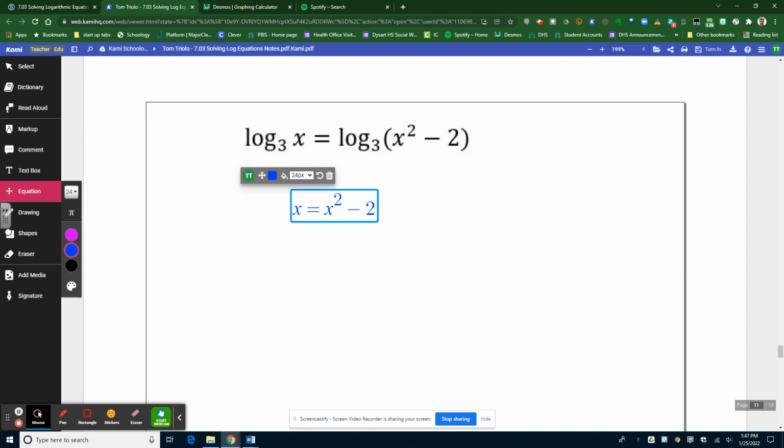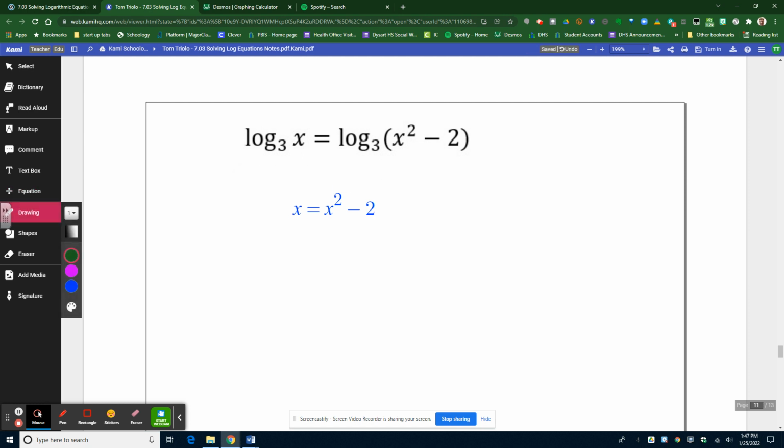All right, here we go. It's a quadratic. So what do we got to do? Set it equal to zero. So subtract x.